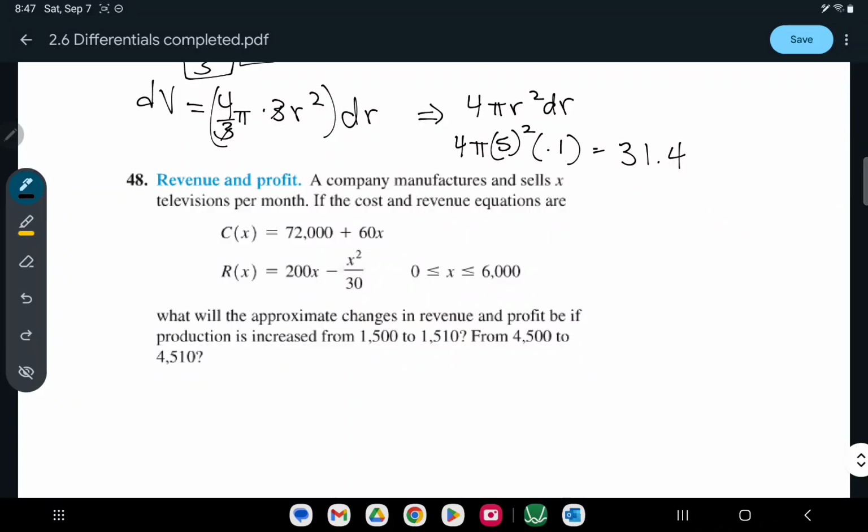Revenue and profit. A company manufactures and sells x TVs per month. If the cost and revenue equations are as follows, what will the approximate changes in revenue and profit be if the production is increased from 1,500 to 1,510 and 4,500 to 4,510?